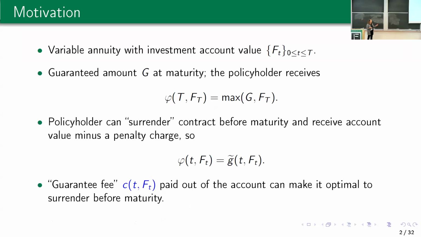Here, just for notation, the investment account value, which was X in the previous talk, I'm using F. And I use capital G for the guaranteed amount at maturity. A difference here in the problem that we're looking at is that we're considering a surrender penalty. The penalty could theoretically vary through time, but also vary with the value of the investment account. So that's a first difference that we have.